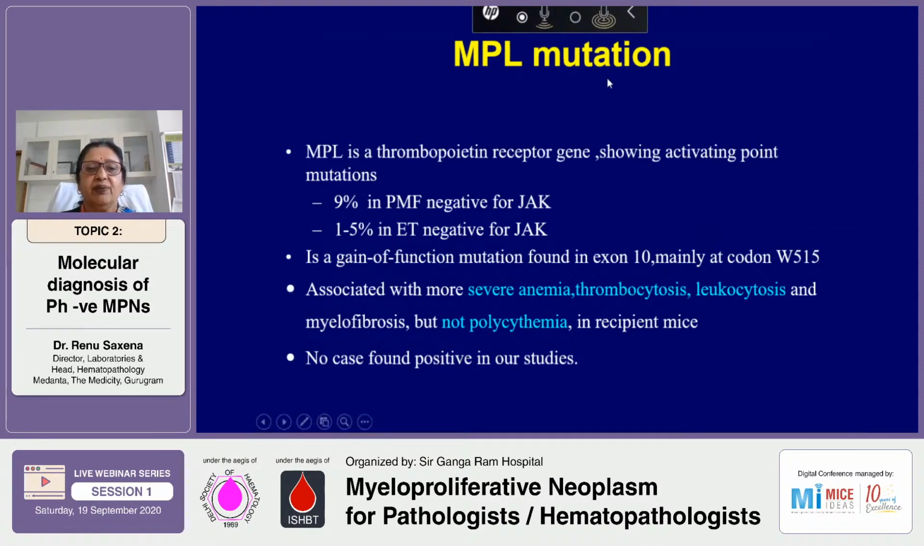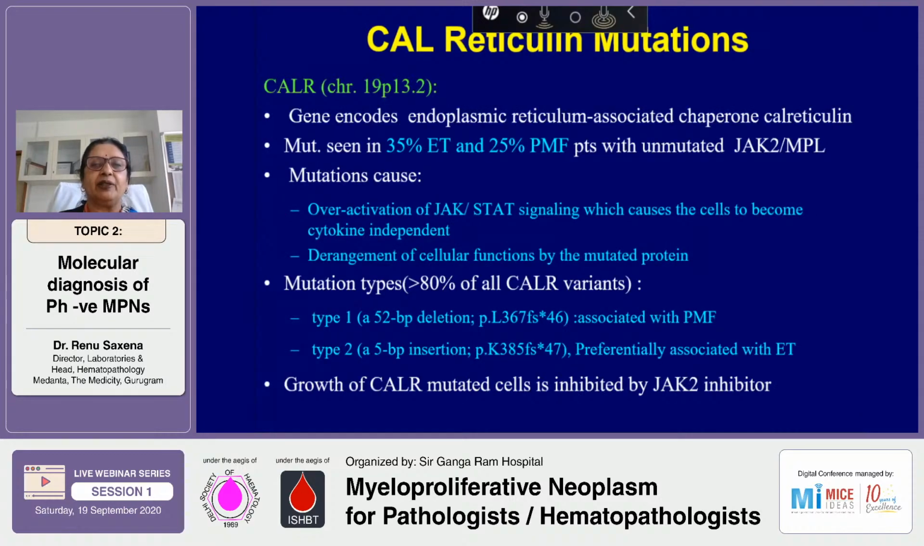When we look at the MPL mutation, that is the second mutation which was found, how does this act? This is actually a thrombopoietin receptor gene, and it is a gain of function mutation found in almost 9% of PMF JAK negative cases, and in ET it is found in about 1 to 5% of JAK negative cases. What it does is it stimulates the action of JAK-STAT. So it is associated with more proliferation of the various three series of cells. It has been associated with more severe anemia, more thrombocytosis and more leukocytosis, but it is not really associated in polycythemia. We in our studies did not find any case positive for MPL.